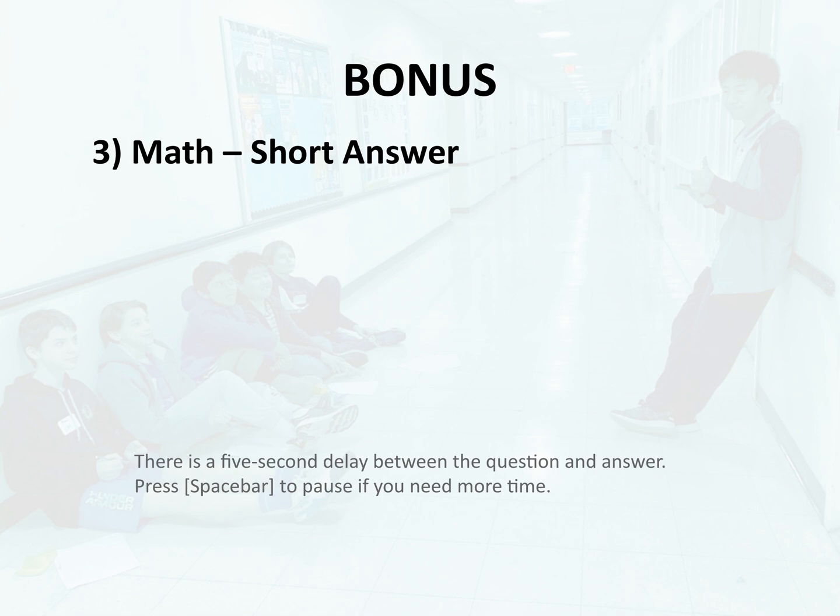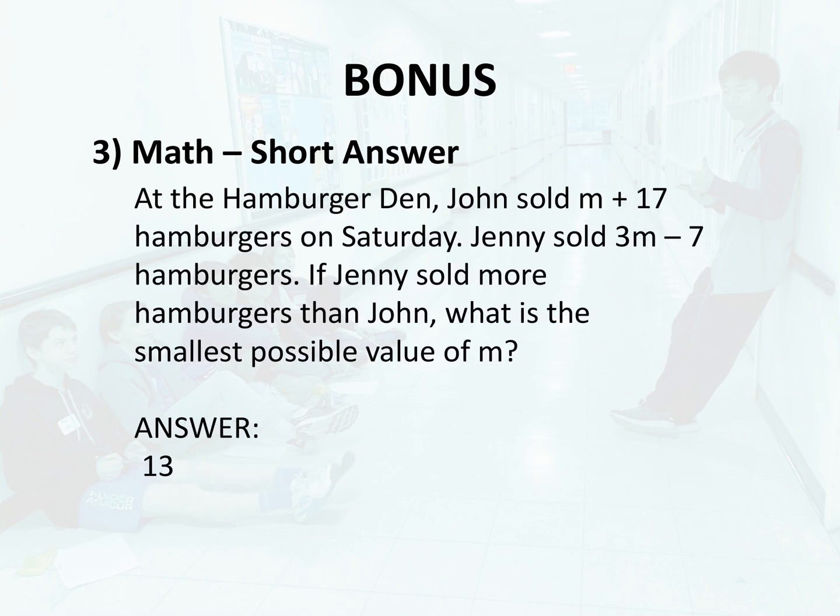Bonus 3. Math, short answer. At the Hamburger Den, John sold M plus 17 hamburgers on Saturday. Jenny sold 3M minus 7 hamburgers. If Jenny sold more hamburgers than John, what is the smallest possible value of M? Answer. 13.